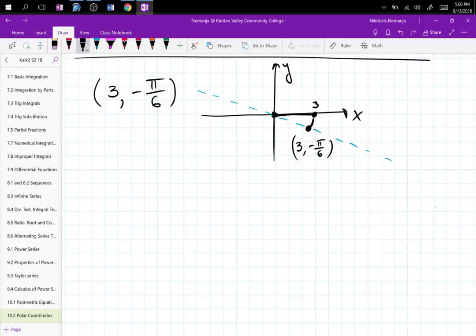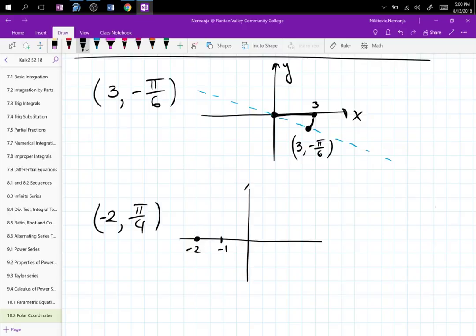Let's take a look at another example. Say you have 2 and pi over 4. Sorry, negative 2 and pi over 4. Negative 2 and pi over 4. Well, in this case, you get to draw on the negative x-axis. So let's say this is -1 and -2.